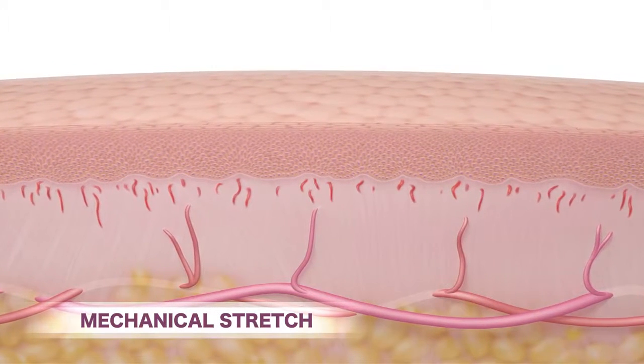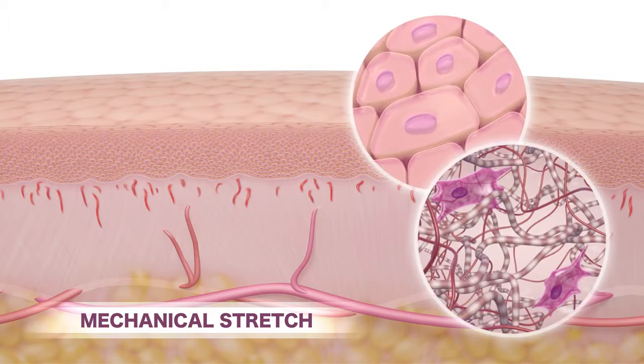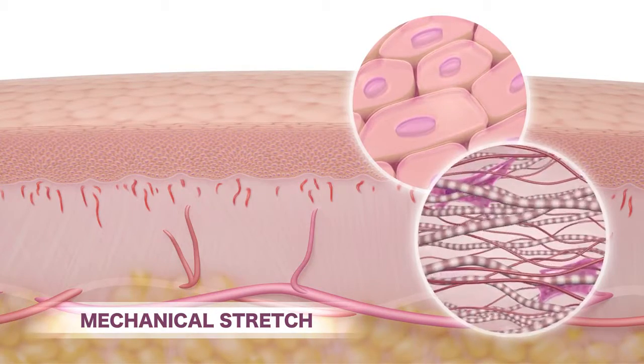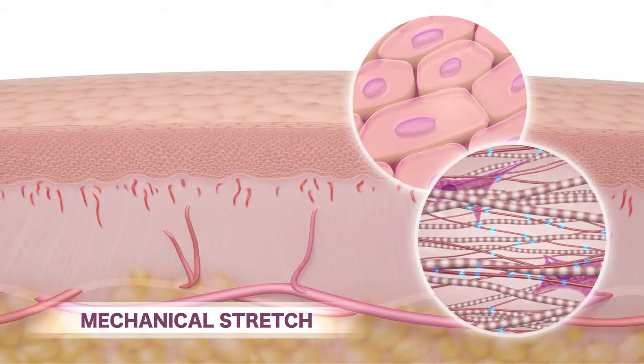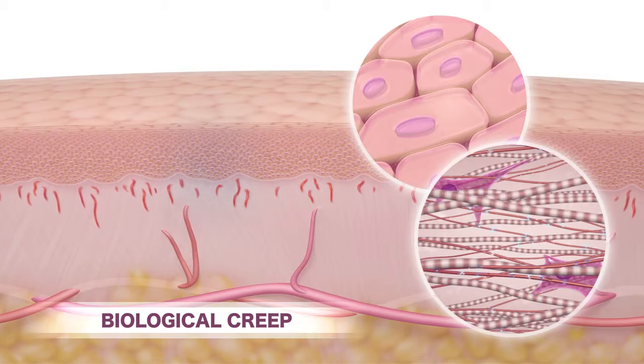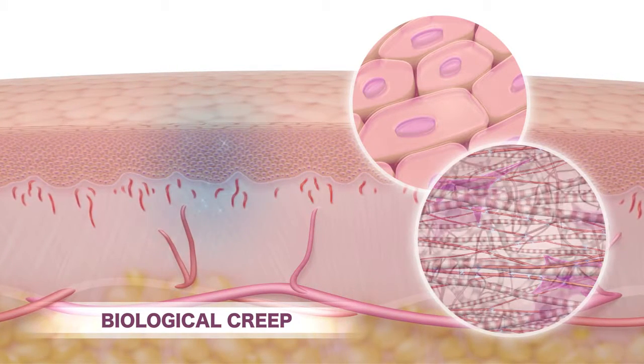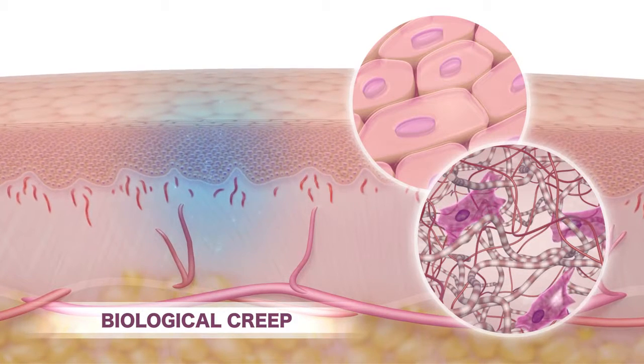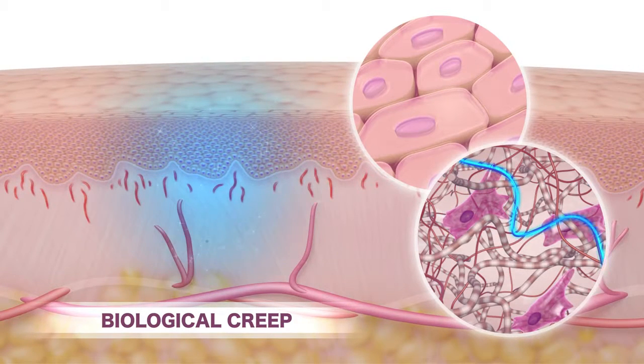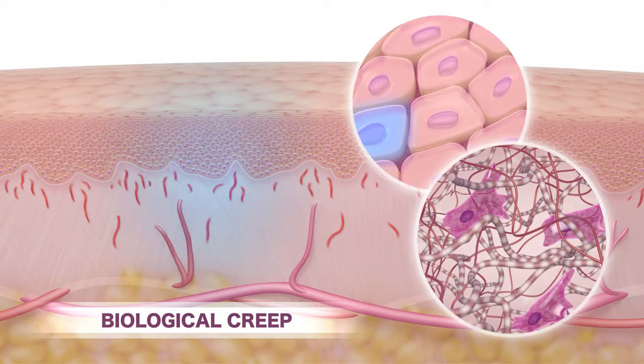Mechanical stretch causes the tissues to elongate. Skin cells and collagen fibers straighten and align. Elastin fibers microfragment. Once the skin reaches the limits of mechanical stretch, biological creep takes over. In this natural physiological process, fibroblast numbers increase and become activated, synthesizing new collagen. Vascularity is increased and new skin cells are created.